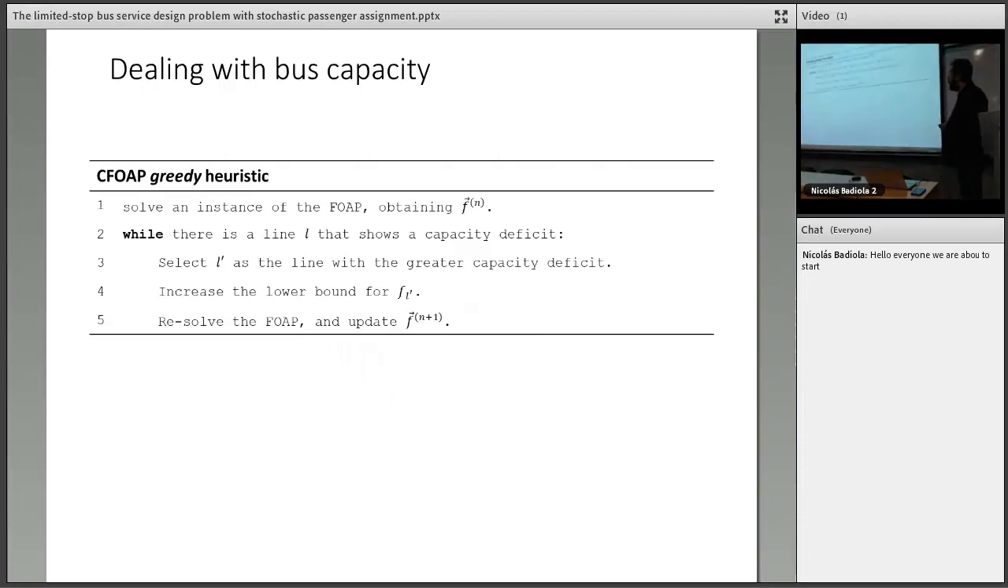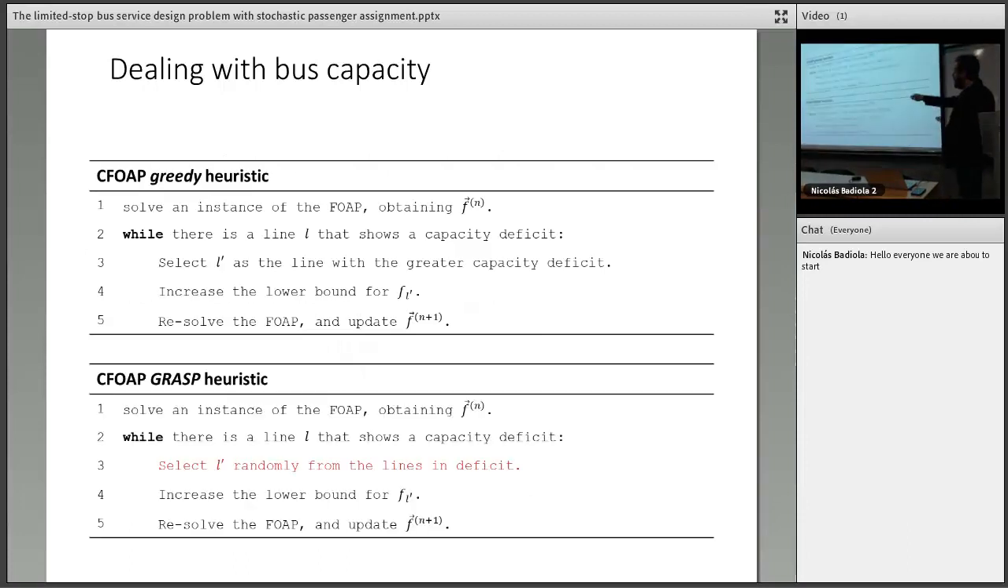We take the greedy heuristic, and then instead of selecting this particular line, we select it randomly from the list of lines in deficit. And usually you would use a probability distribution, which is more likely to choose the lines with a bigger deficit anyway. But that's just implementation issues that I'm not going to explain now.